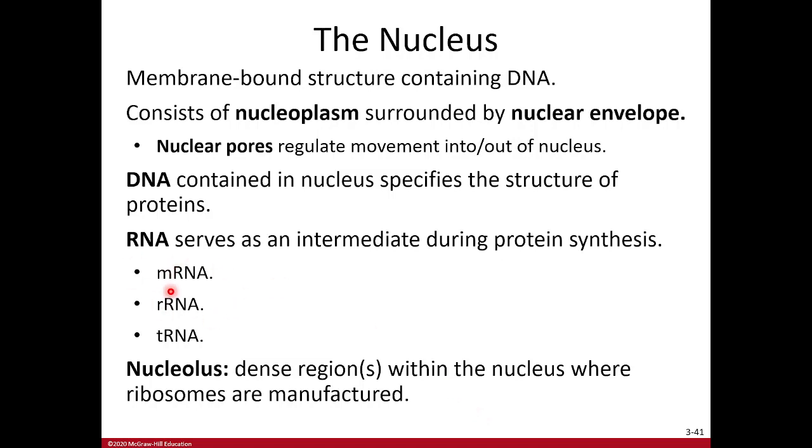So we have messenger RNA, which brings the information from the DNA into the cytoplasm so you can make particular proteins. We have another type of RNA that is called ribosomal RNA that actually is in charge of making the proteins. And we have the transfer RNA that is bringing the amino acids necessary to make these proteins. Within the nucleus, we have the nucleolus, which is a dense region within the nucleus where you make the ribosomes.